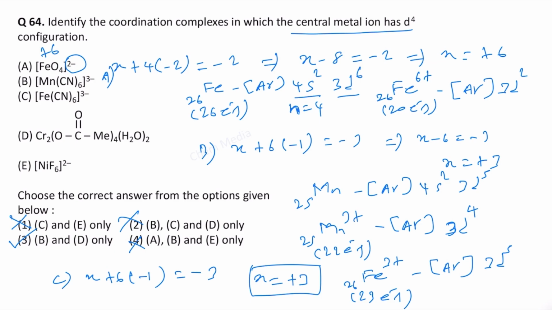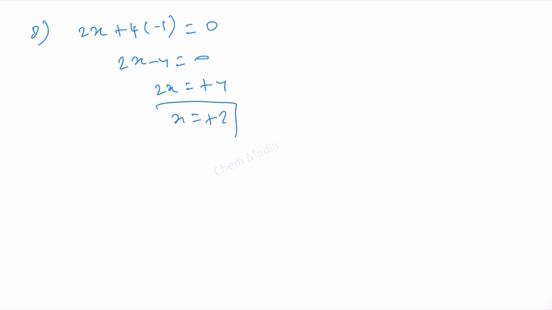Let us just cross check for the other two. In option D we have a dichromium complex. Therefore 2X with acetate ligands as well as water ligands. Water ligand is neutral. For each acetate ligand we can put -1. Net charge is 0, and therefore 2X minus 4 equal to 0. Therefore 2X equal to +4. Therefore X is equal to +2.